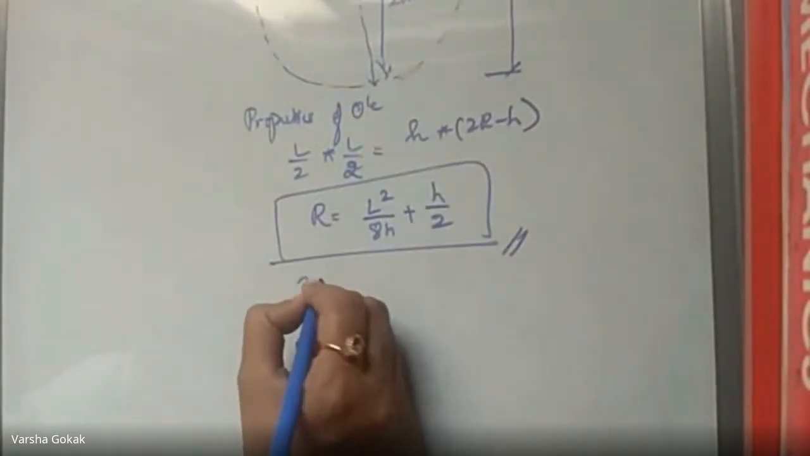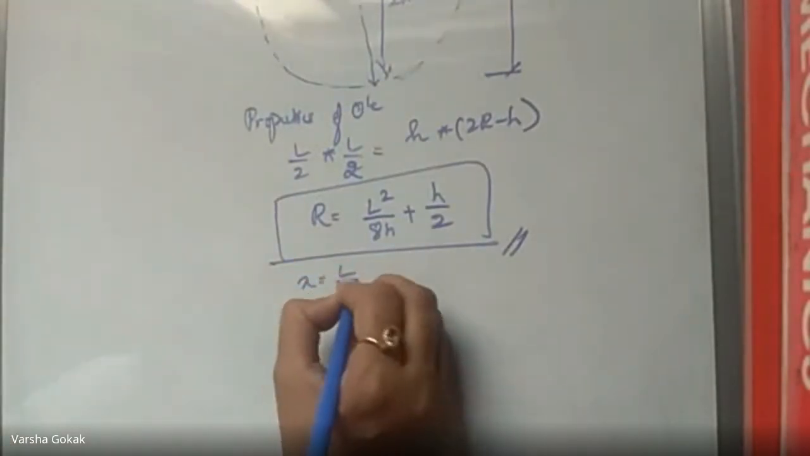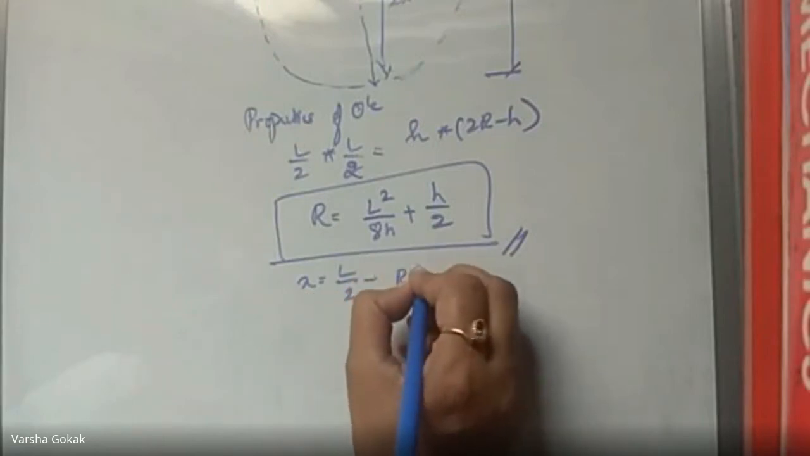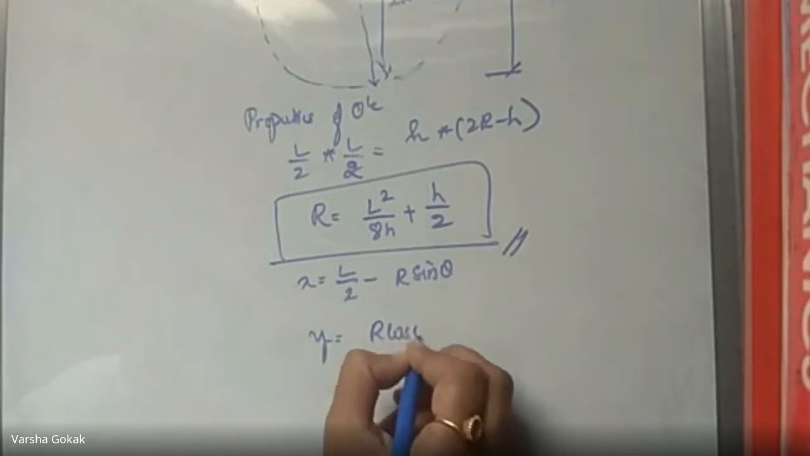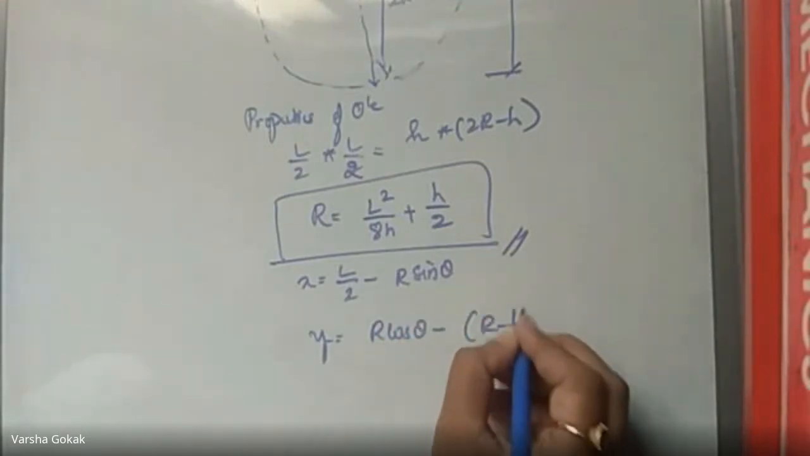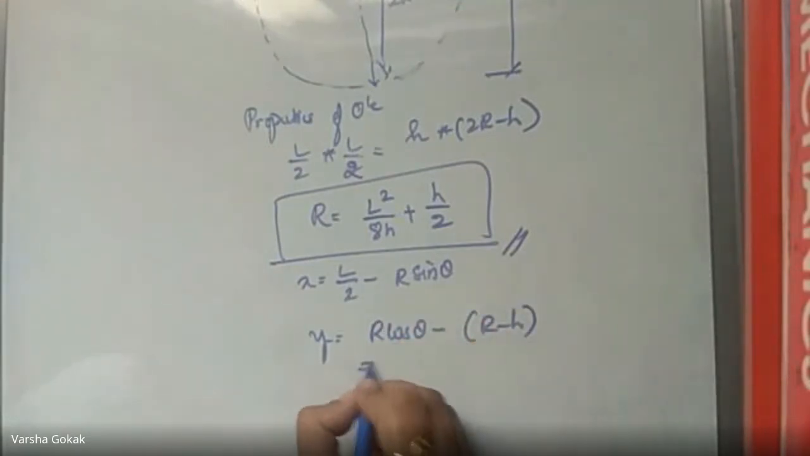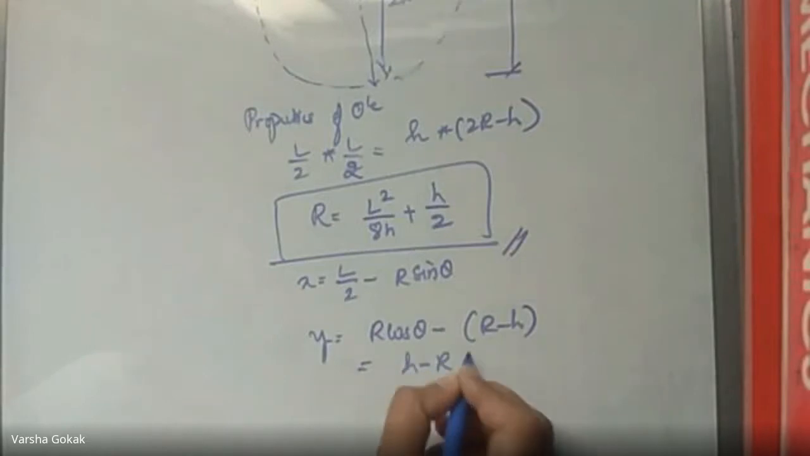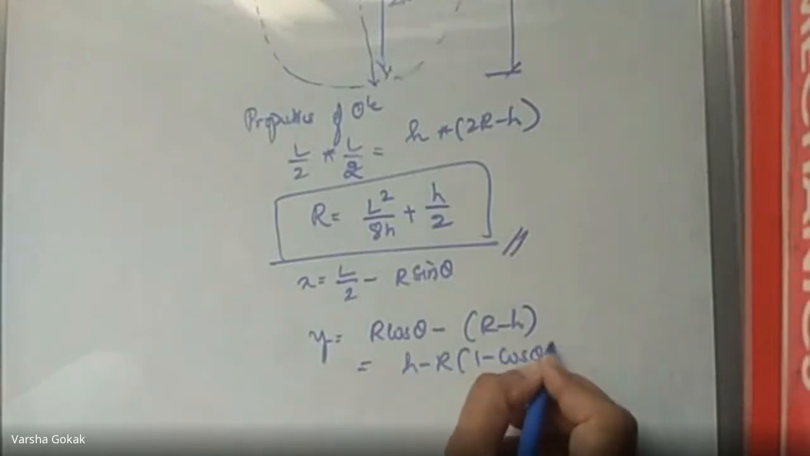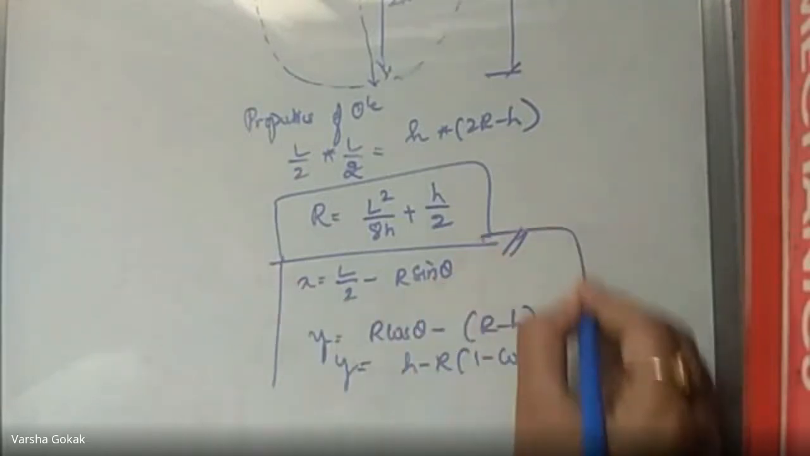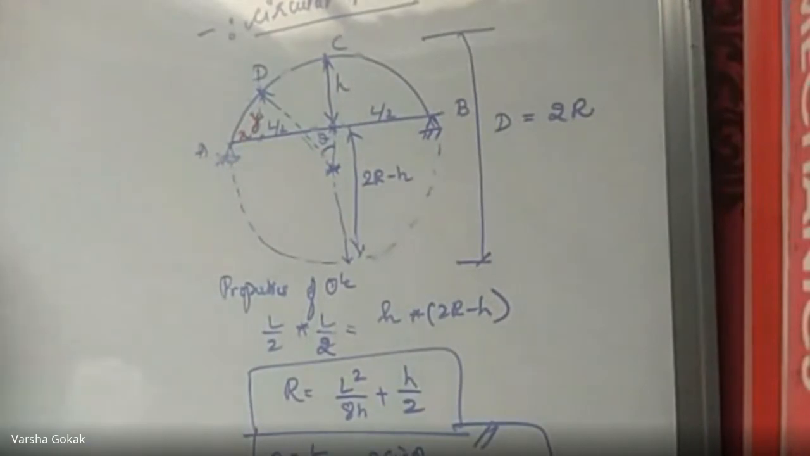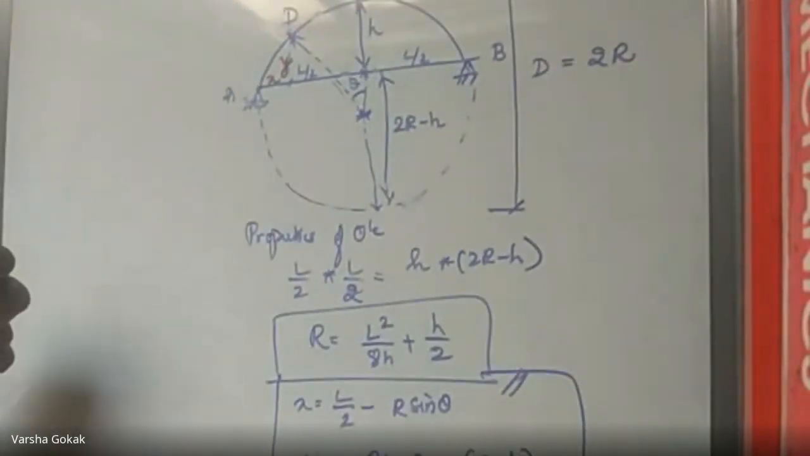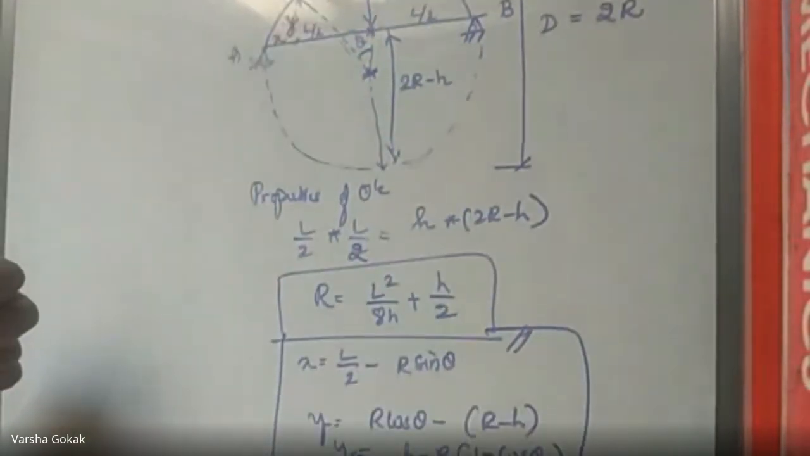So we can give the location as x will be equal to L by 2 minus r sine of theta, and y will be equal to r cos theta minus (r minus h). Okay, this can further be reduced to h minus r into 1 minus cos of theta. So these are your x and y intercepts that we'll be finding for the point D, where we have to find the normal thrust. So this is the only change that is coming in your circular arches.